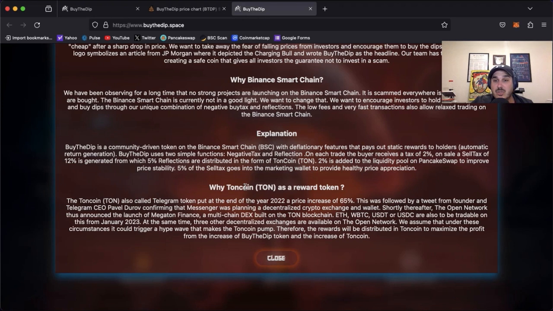We assume that under these circumstances, it could trigger a hype wave that makes the TON coin pump. Therefore, the rewards will be distributed in TON coin to maximize the profit from the increase of the Buy the Dip token.